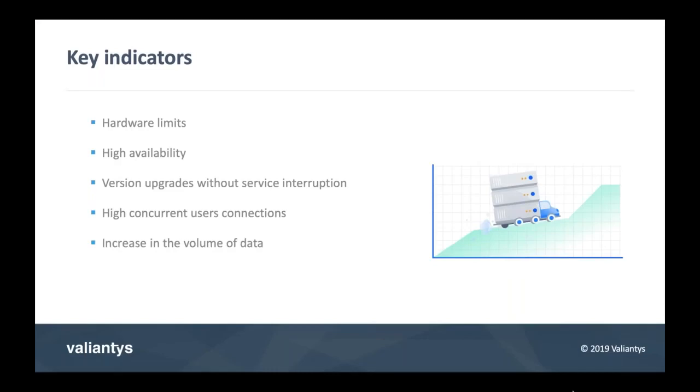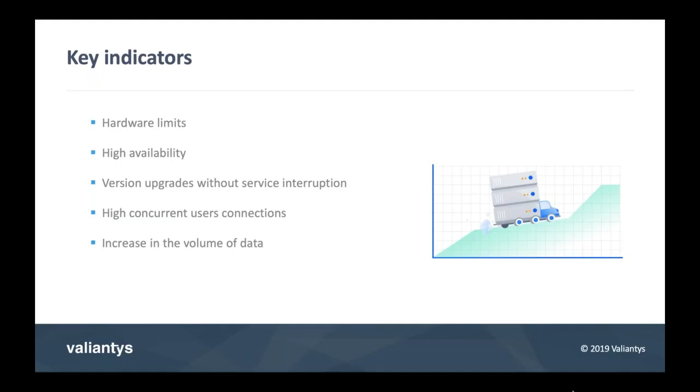So first of all, when talking about the performance, the first thing that we think about is hardware limits. So is my server with enough CPU, memory, are all the settings right, is my system on the latest version, things like that. Then you have high availability. So how important is Jira for your application? Do you need that up all the time, 24/7, or can you have some periods of outage?